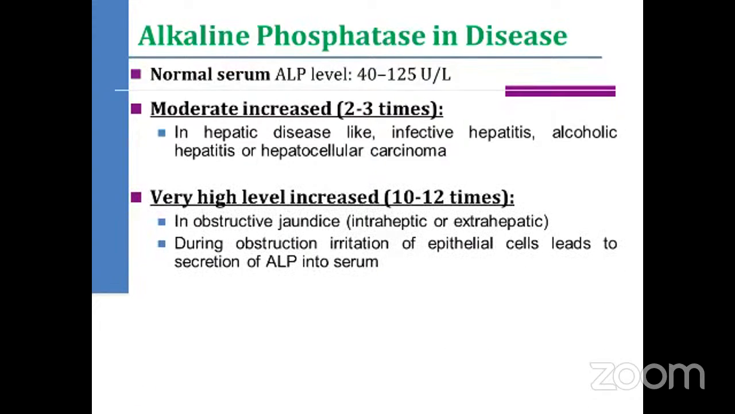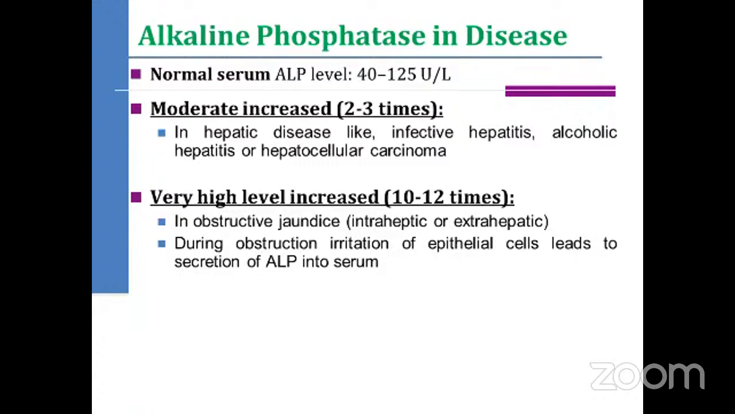You see here, very high levels. Very high means 10 to 12 times the normal levels are seen in the obstructive jaundice. Okay. Jaundice can be intrahepatic or extrahepatic type. In the obstructive jaundice, the level is increased to 10 to 12 times the normal level.